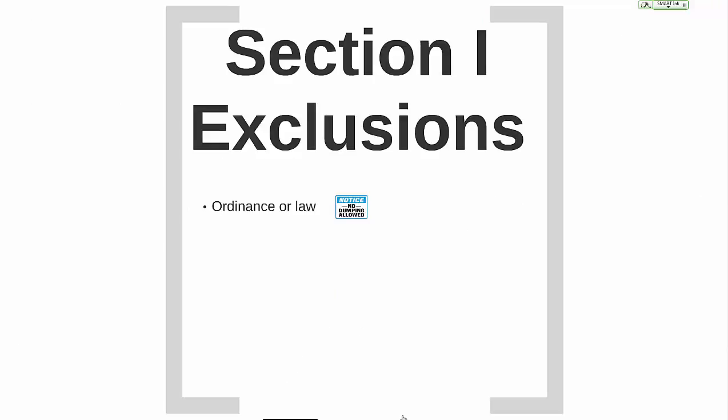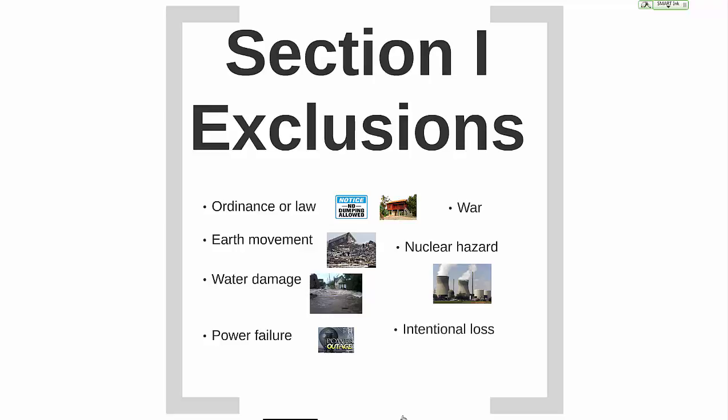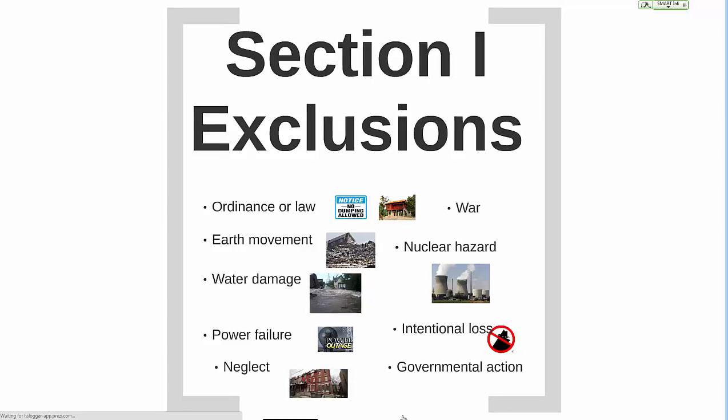Ordinance or law, such as a notice that no dumping is allowed or the requirement that your home be put up on stilts or blocks, this would not be covered. Damage from war or earth movement, in other words, earthquakes. Nuclear hazard and the associated damage. Water damage, this is the flood exclusion. Power failure, remember if the power failure originates from off-site. Intentionally caused loss, which we've also discussed. Neglect, we have discussed. And governmental action.